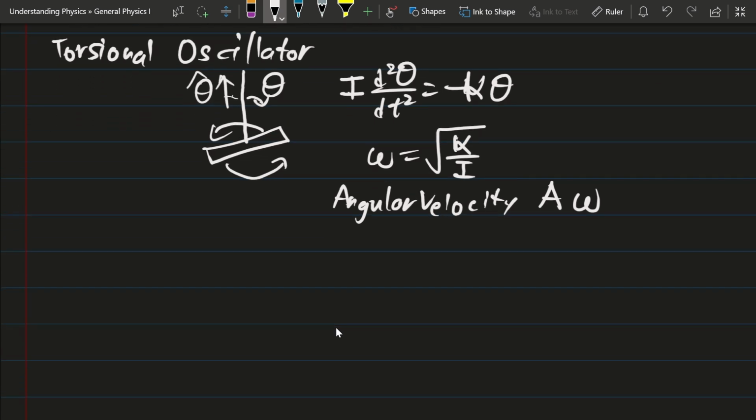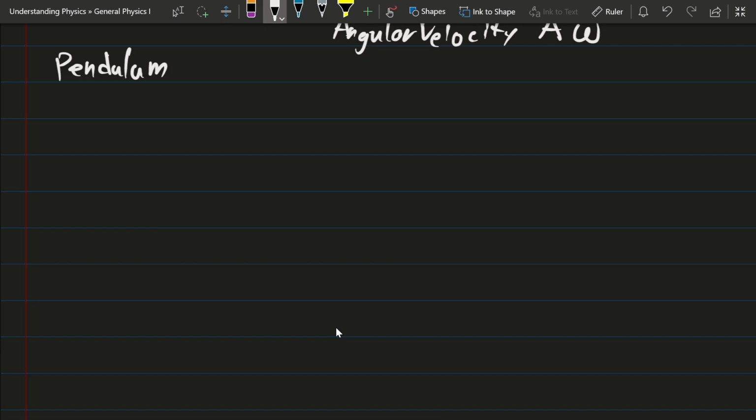So after this, we can start to talk about one of the most useful types of oscillatory motion, which is the pendulum. For a pendulum, there are two different ways for you to define a pendulum. The first one is a simple pendulum. The way that you do this is that you would have a massless string, and then you put an object with a mass m.